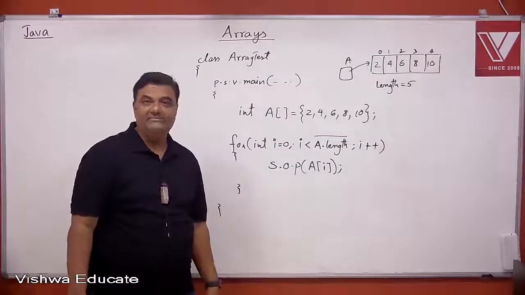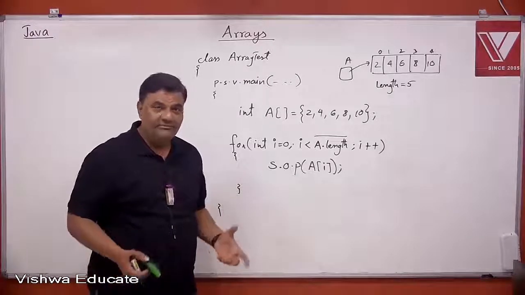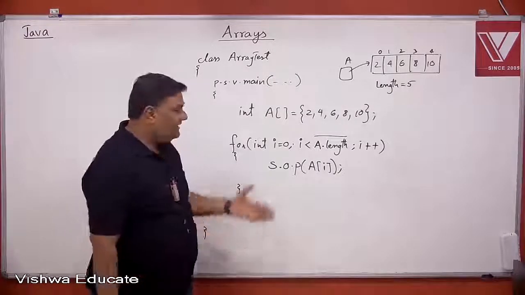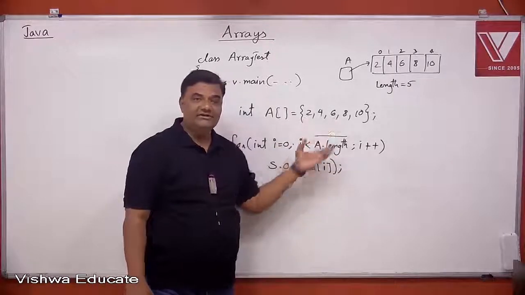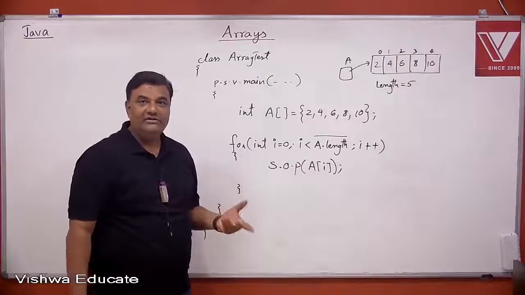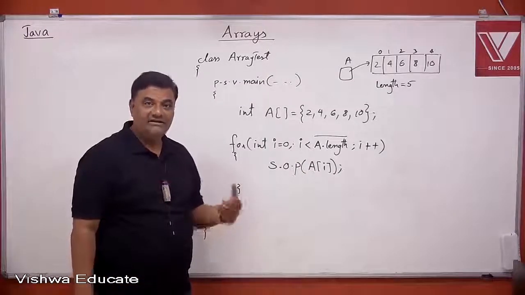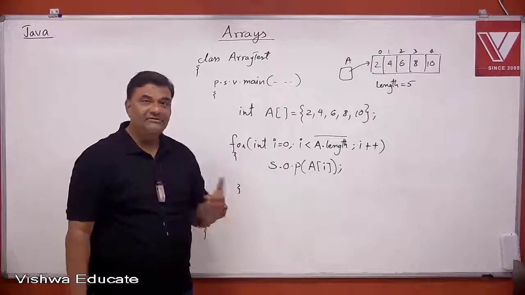So the same thing happens. The benefit for the programmer is he doesn't have to remember what size he has given. He is asking the array itself, array, tell me what is your length. So it will tell the length and you can use it. It's more like you are talking to an array, and the array knows its own length. So you don't have to know its length.